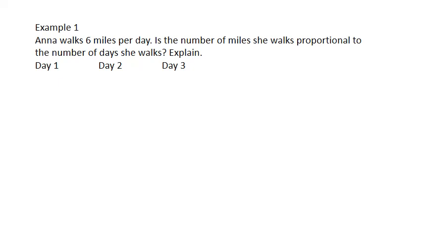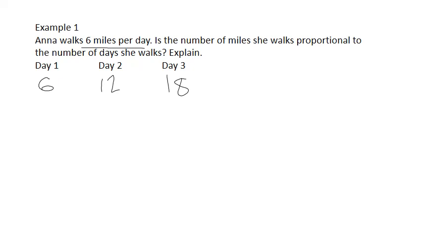For example 1, we have Anna walks 6 miles per day. Is the number of miles she walks proportional to the number of days she walks? Explain. Alright, so we know that she walks 6 miles per day, and they want to know if the number of miles she walks is proportional to the number of days. So on day 1, she's going to walk 6 miles. By day 2, she's going to walk the 6 miles from day 1 plus 6 more miles, that's 12 miles. On day 3, she's going to walk those 12 miles plus 6 more, and that's 18.